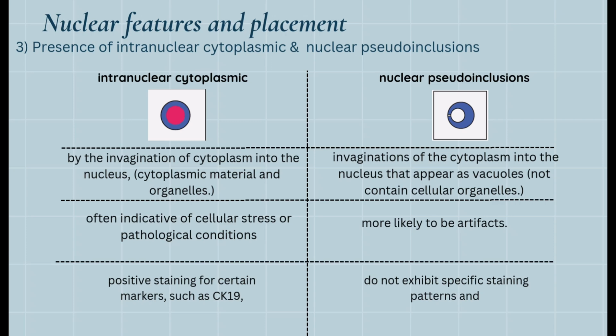Next, intranuclear cytoplasmic inclusions often show positive staining for certain markers, such as CK19, which can help in their identification during immunohistochemical analysis. They may stain for cytoplasmic proteins, such as keratin or other cytoplasmic markers. But nuclear pseudoinclusions typically do not exhibit specific staining patterns and may not react positively to immunohistochemical markers, and also do not stain for cytoplasmic markers.